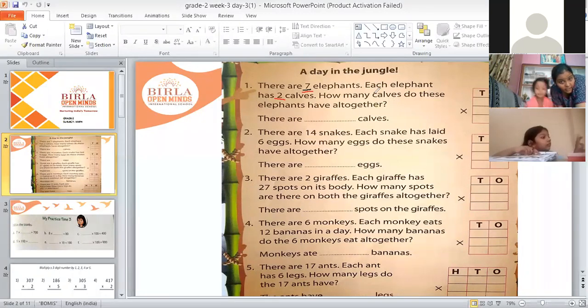This is page number 129 of your math textbook. How many calves do these elephants have altogether? Again, they gave you information about one elephant, that one elephant has 2 calves, and they are asking you about 7 elephants, how many calves will seven elephants have, right? So what we will do, we'll do multiplication. Whenever they give you information about one and they ask you about many, at that time we have to do multiplication. Okay.